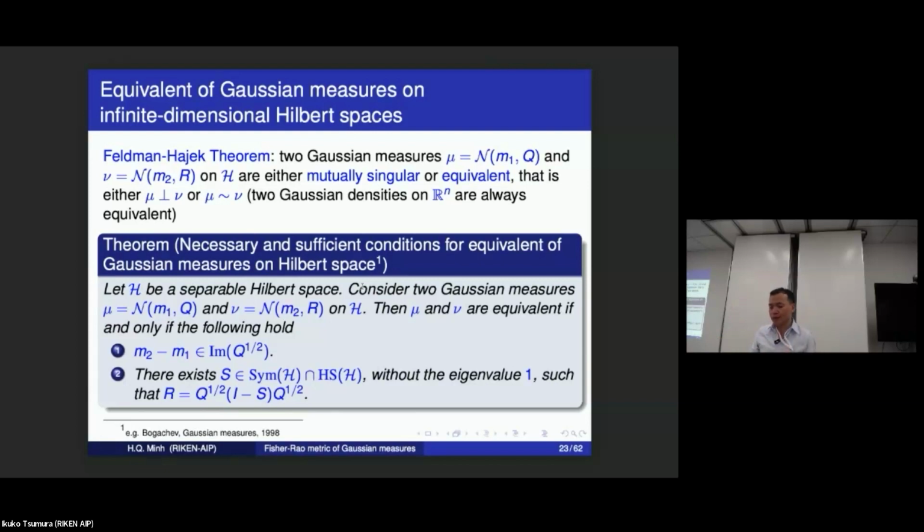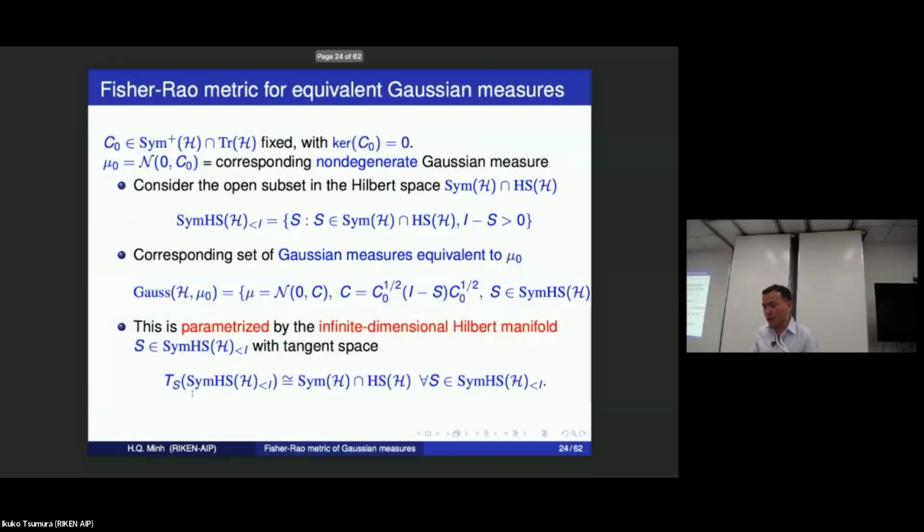And we have a necessary and sufficient condition for equivalent Gaussian measures. The mean has to be related by this condition number one here, and the covariance operators have to be related in this form here. So we will actually use this relation of the covariance operators for our purposes. So we can only consider the set of all Gaussian measures equivalent to a fixed one, not the set of all Gaussian measures on the Hilbert space. So it's different from the finite dimensional setting.